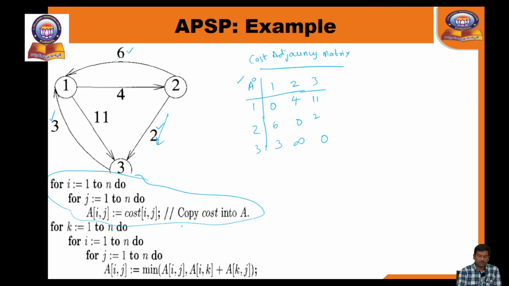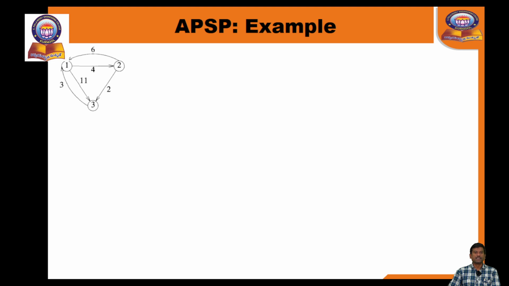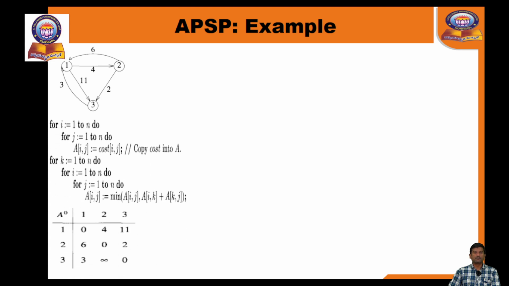And then we have to go for the next part. That is, at every stage find the optimal solution that can be reached for every pair of vertices. So the same thing has been represented, that is 0, 4, 11, 6, 0, 2, and similarly 3, infinity, 0. This is the cost adjacency matrix. And if you consider the algorithm, we have k equal to 1 to n, i equal to 1 to n, and so on.